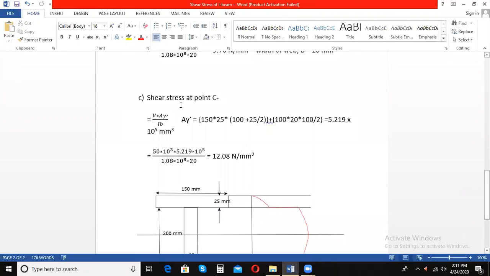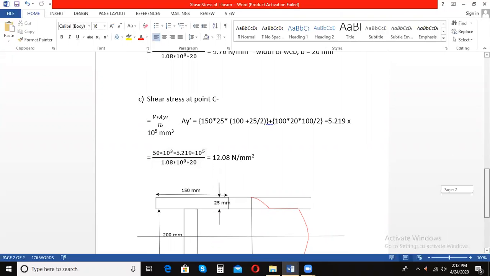So, the basic formula that we have is V into AY bar divided by I into B. V is known to you, it will be given in the problem, that is it is equal to 50 kilonewton, or if you convert it into newtons, then it is going to be 50 into 10 to the power 3 newton. I is the moment of inertia, it has been calculated as 1.08 into 10 to the power 8. Now, shear stress at point C.